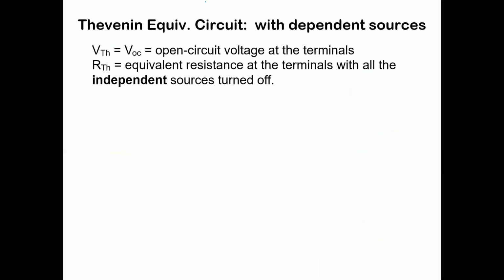When you have circuits with dependent sources, it's a little tricky. The Thevenin voltage is still the open circuit voltage at the terminals, just like last time. But the Thevenin resistance is the resistance at the terminals with all the independent sources turned off. You still have to leave the dependent sources on.